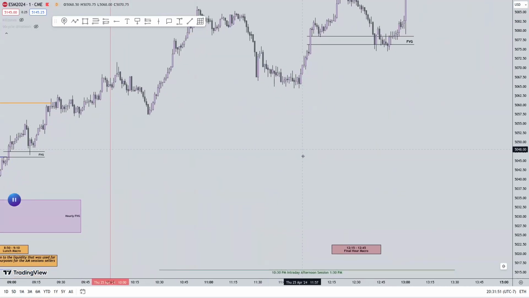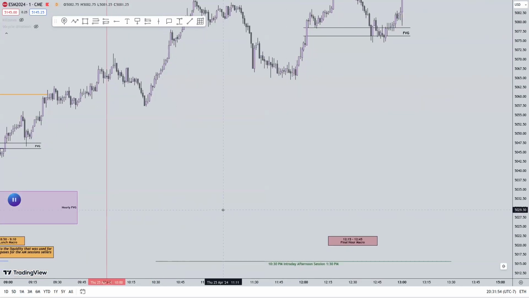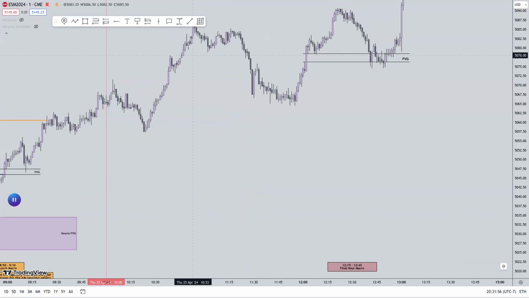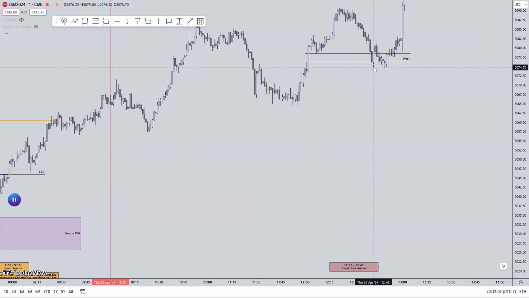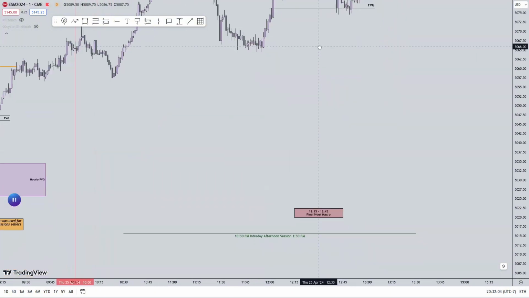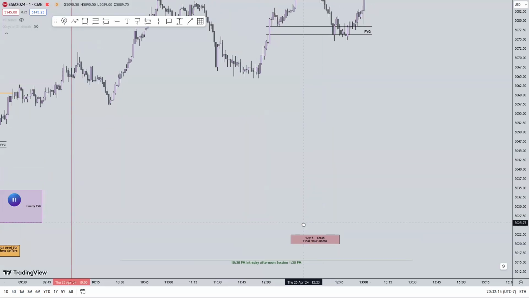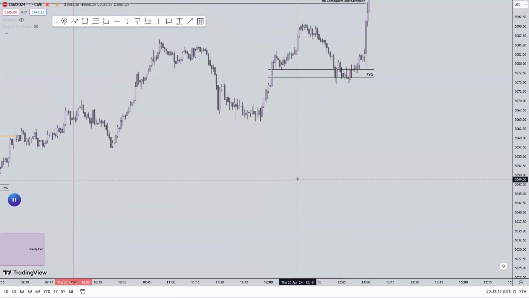So here's the afternoon session, which is 10:30 to 1:30 p.m. Los Angeles time. And there's a macro at 12:15 to 12:45. You can see price traded into that fair value gap right there. There you go, at around 12:30 something, I believe, inside the 5-hour macro. So you can buy from that fair value gap, which is inside again that PM session. So that 5-hour macro, 12:15, 12:45, you can look for a setup and you can target buy side liquidity.